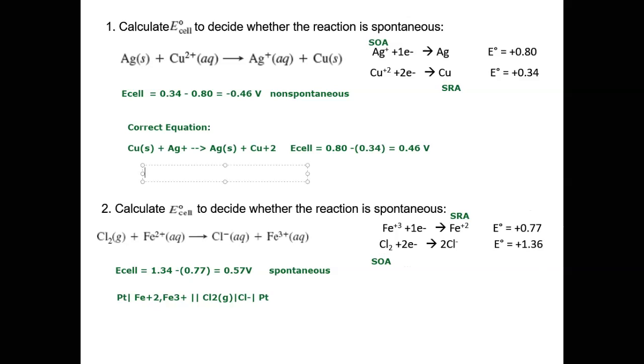Now, if we were to write the shorthand for the correct equation for the above one, it would be copper, copper 2 plus, silver plus, silver. So copper would be the anode, silver the cathode.